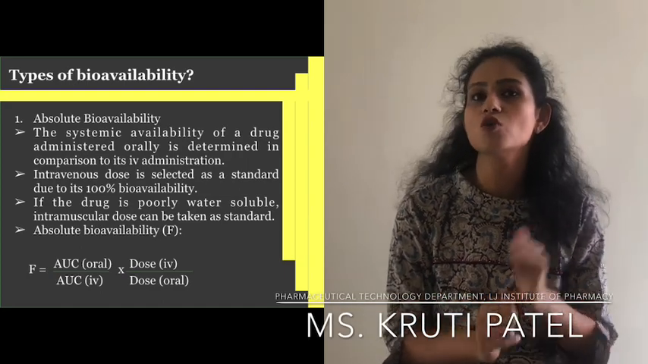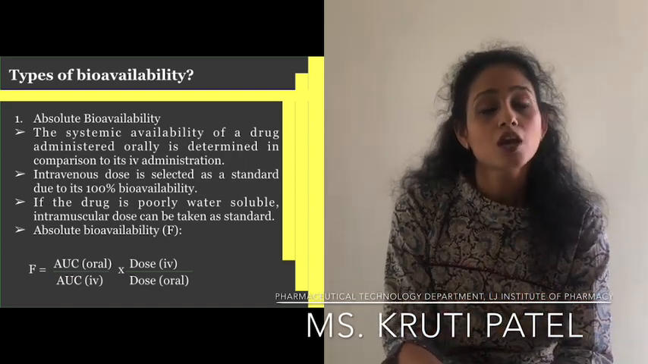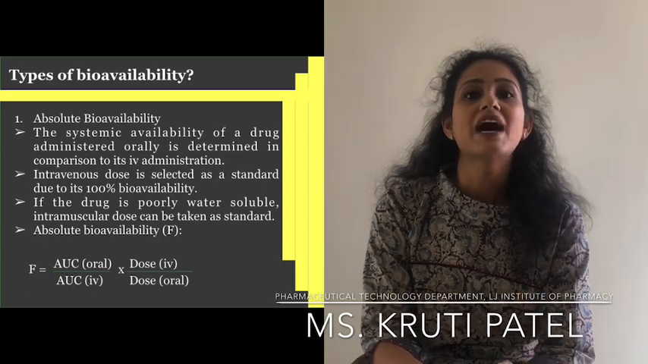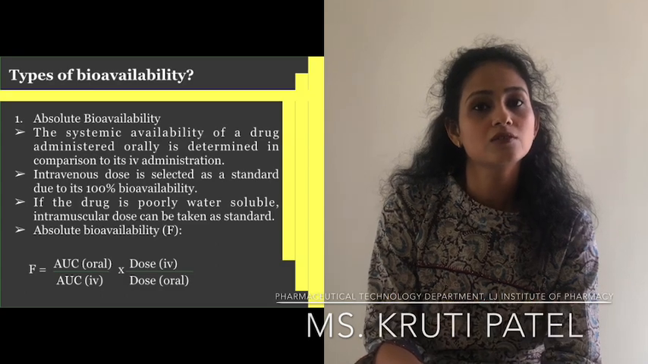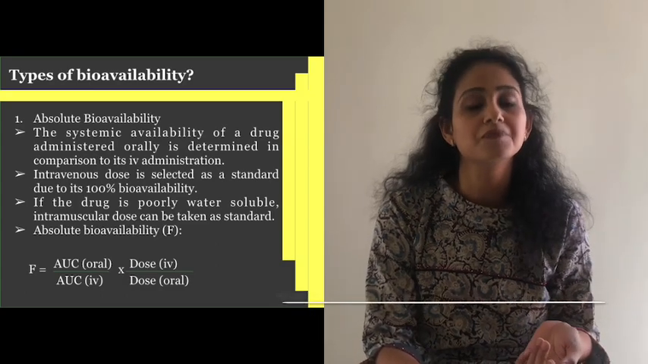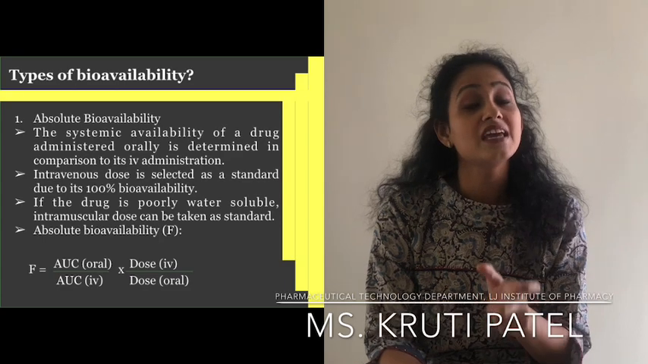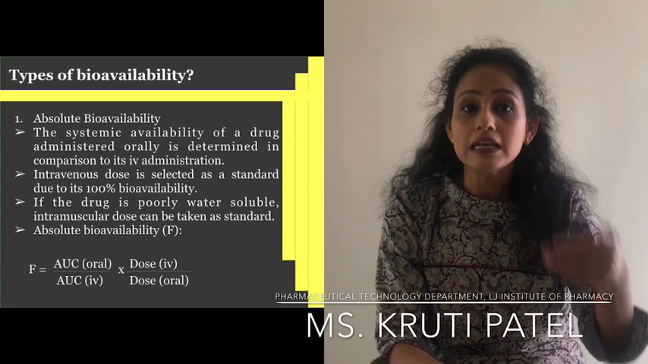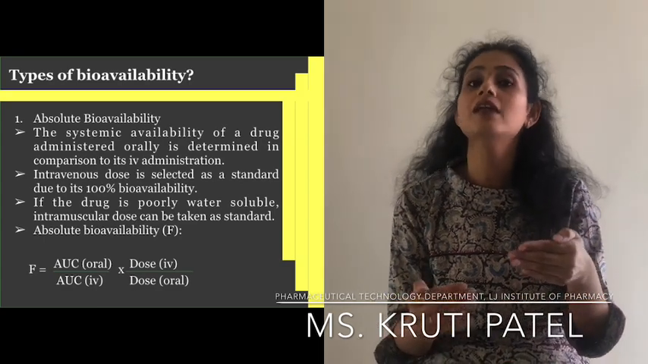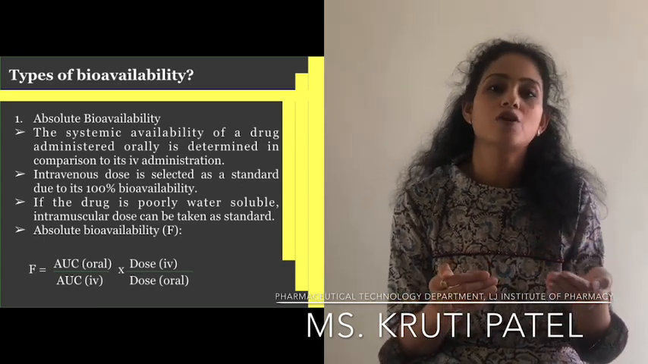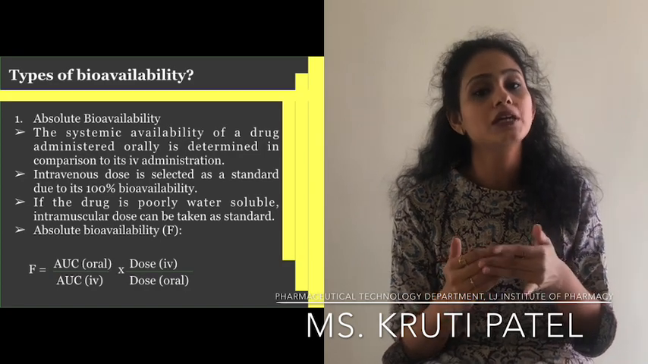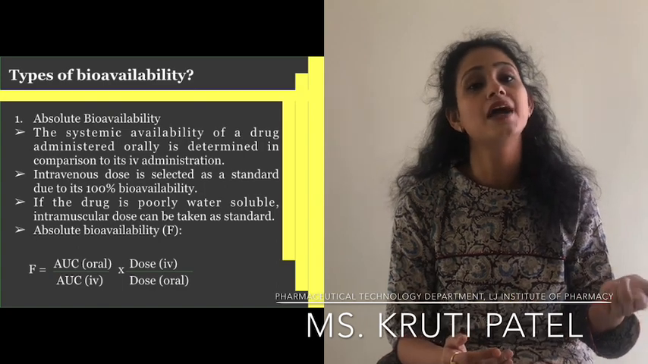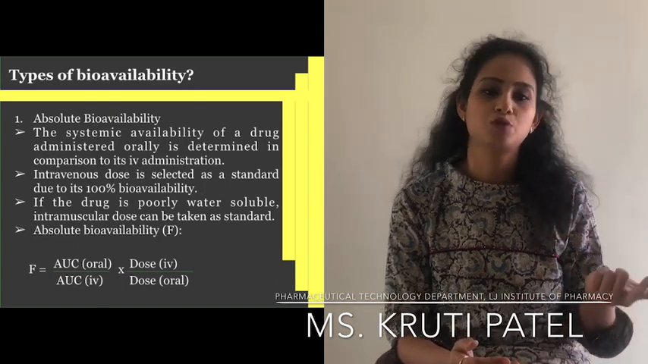Now how can the product's own bioavailability be calculated? So as we all know, when we give any drug by IV method, that is intravenous method, then that goes into systemic circulation. So here we can take IV as absolute bioavailability. That means we can compare any dosage form with IV and we can term it as absolute bioavailability. So the systemic availability of a drug administered orally or by any other route is compared to IV, then it is known as absolute bioavailability.